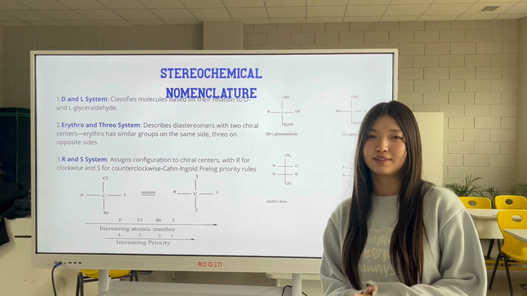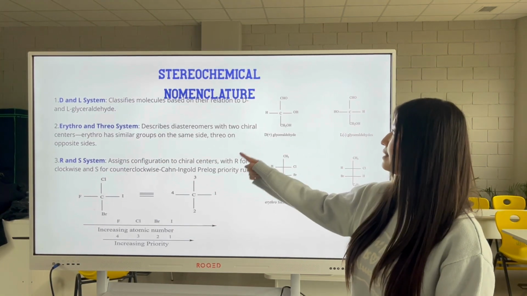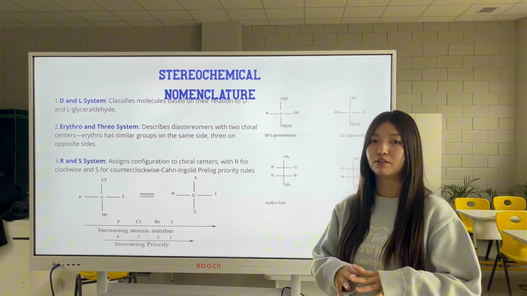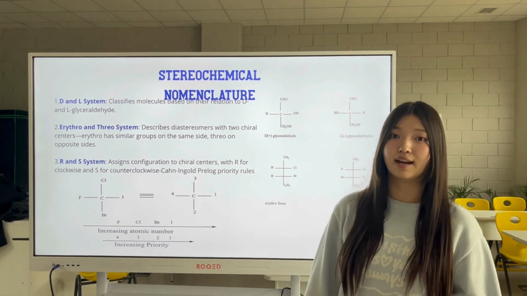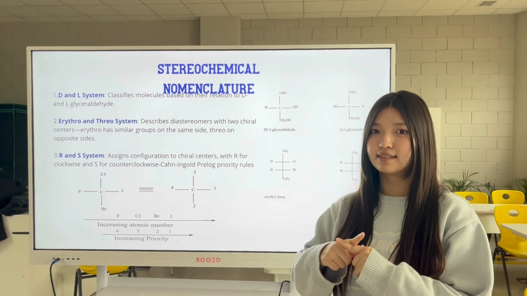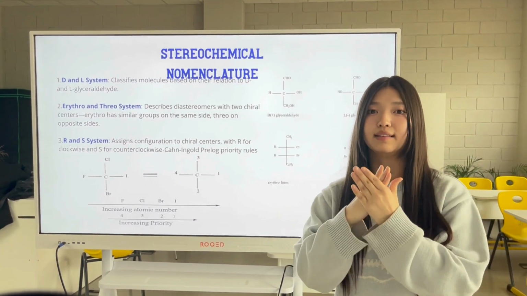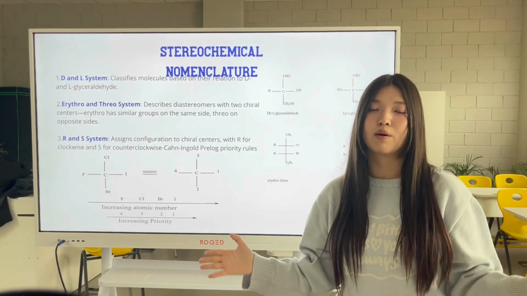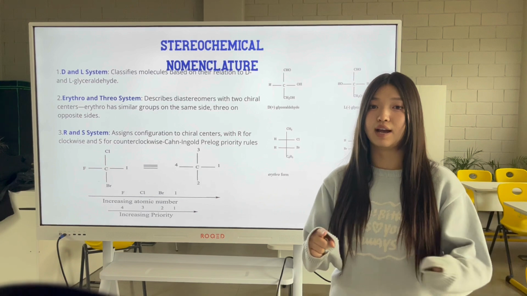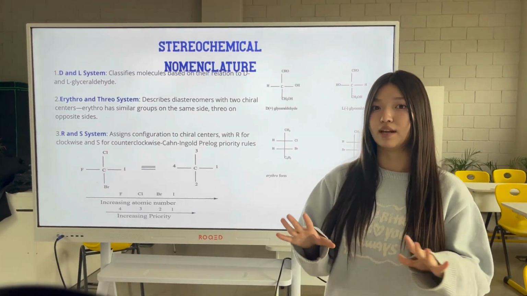So let's talk about the different ways of how we name molecules based on their 3D shape. The first one is the D/L system. The D/L system is based on how we compare our molecules to D/L glyceraldehyde. Glyceraldehyde is a type of sugar. So if the molecule is more like D-glyceraldehyde, we call it D. If it's more like L-glyceraldehyde, we call it L. It's mainly used for sugars and compounds with chiral centers, which means that the atoms are arranged in a way that makes them not identical to their mirror image.